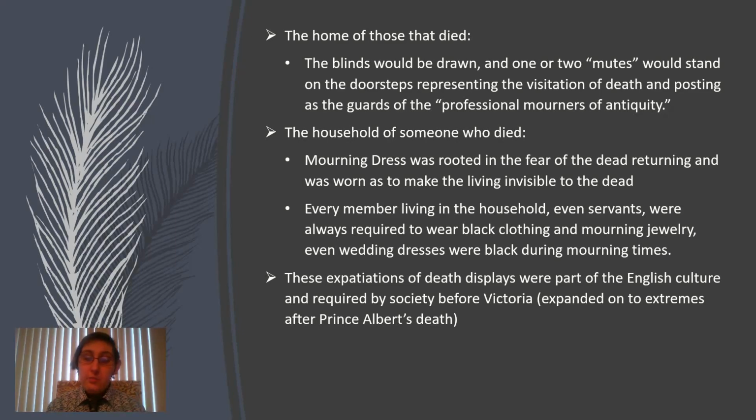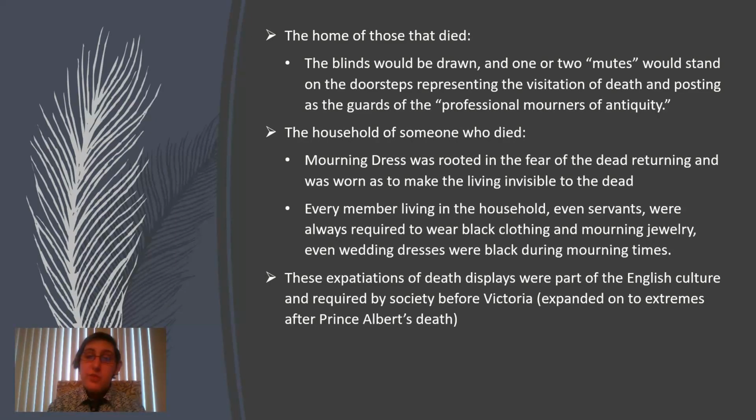The people that were living in the household of someone who died would be dressed in mourning dress, which would normally include all black wear, and every member would be responsible for dressing with black clothing, mourning jewelry, and even if there was a wedding, your wedding dress must be black. And this was socially required by society and eventually became just integrated into the English culture. Like members of the household and even servants had to follow this.